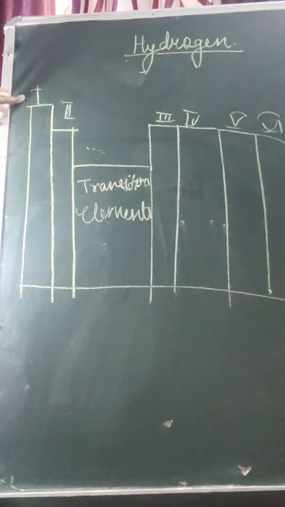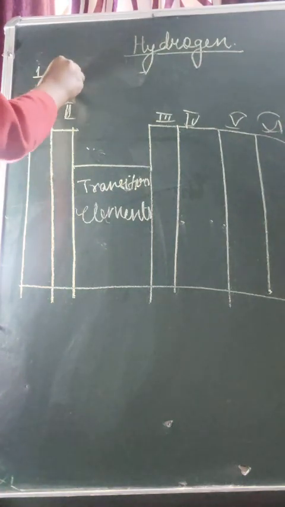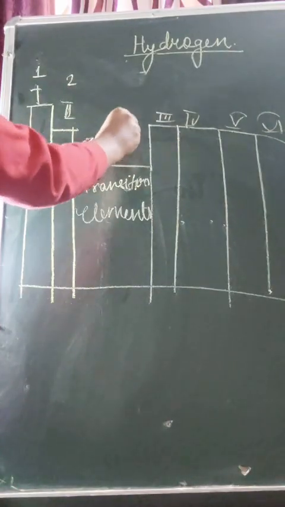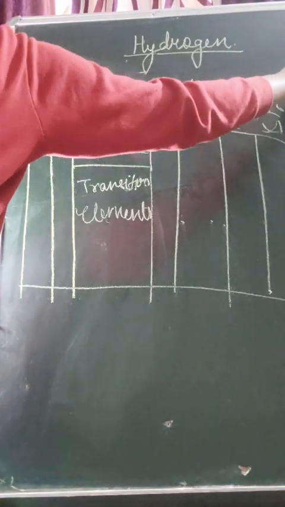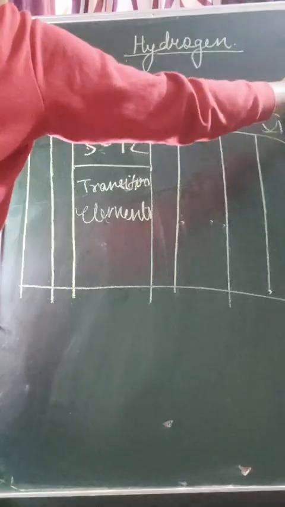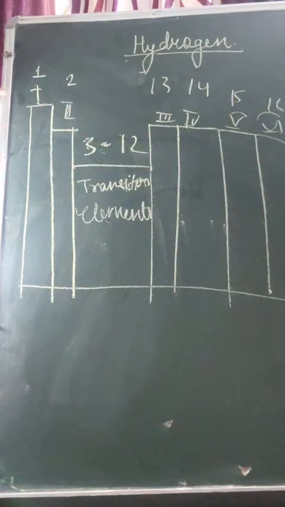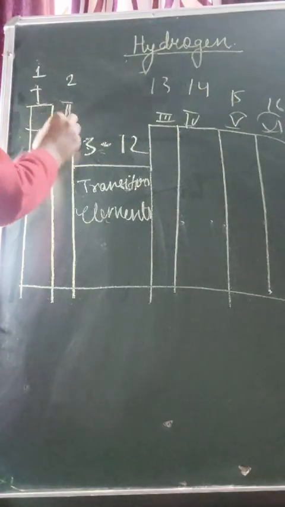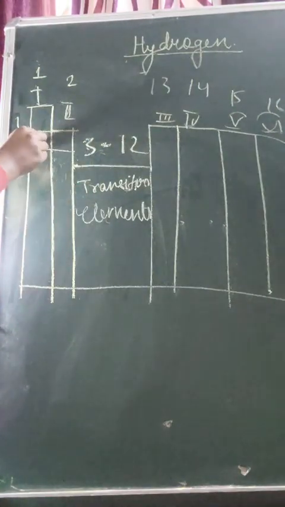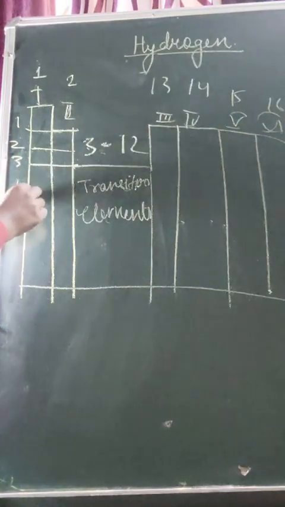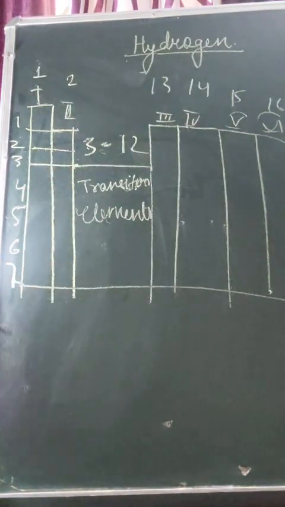So in Roman numeral it is still 8, but in normal numeral it is 1, 2, 3, to 12, 13, 14, 15, 16, 17, and 18. So now this is divided into 7 periods, which is 1, 2, 3, 4, 5, 6, 7.